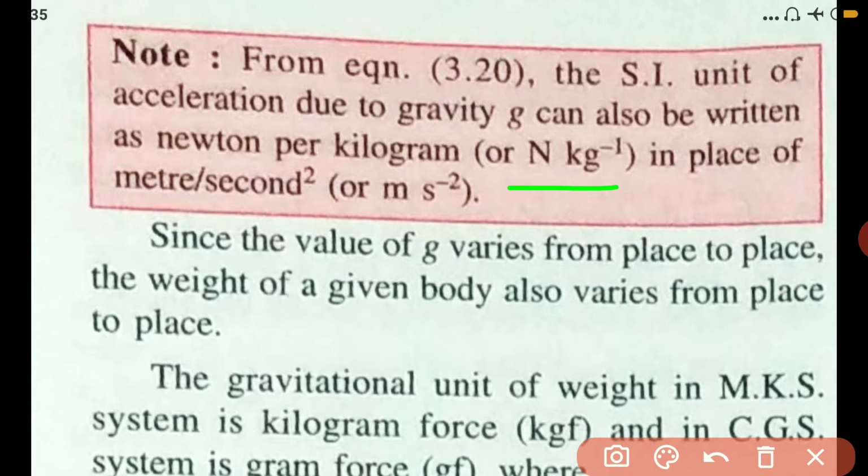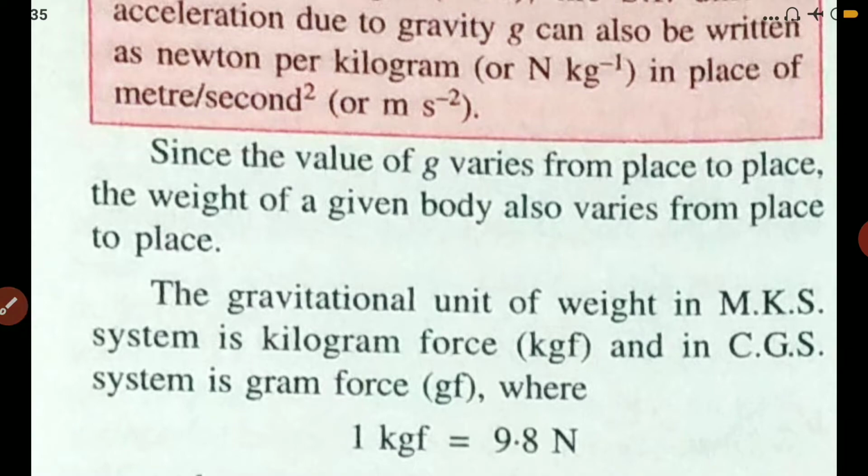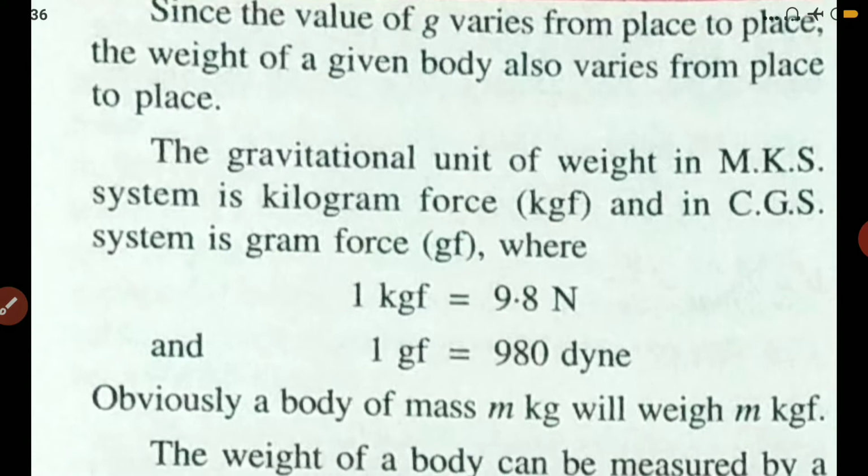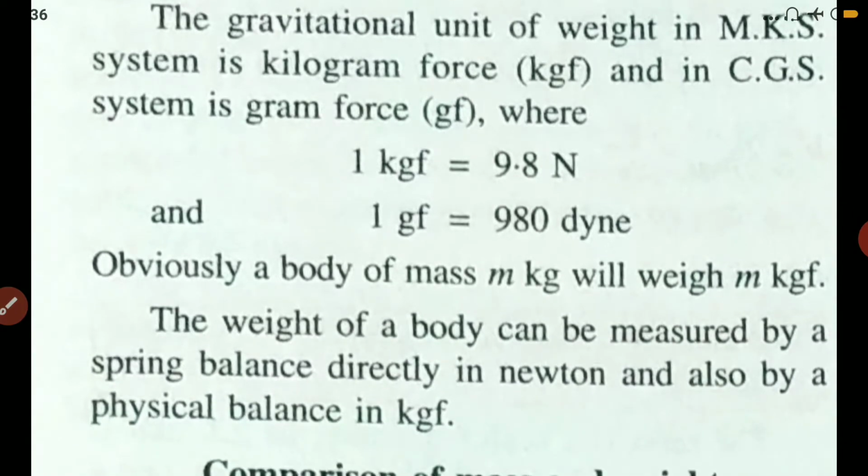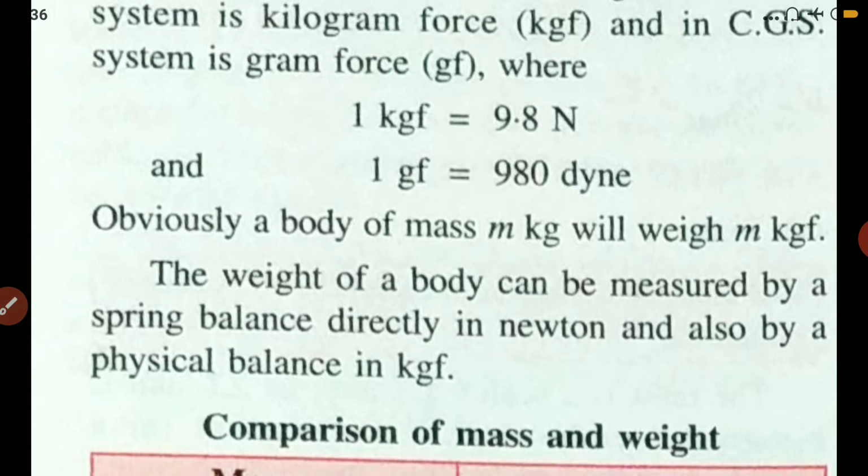Since the value of g varies from place to place, the weight of a given body also varies from place to place. The gravitational unit of weight in MKS system is kilogram force, and in the CGS system it is gram force. 1 kgf equals 9.8 Newton. We shall see this after some time in this video only. And 1 gf equals 980 dyne. Obviously, a body of mass m kg will weigh m kgf. So it's very simple. If you are a 40 kg girl, then your weight is 40 kgf, not 40 kg. 40 kg is your mass.